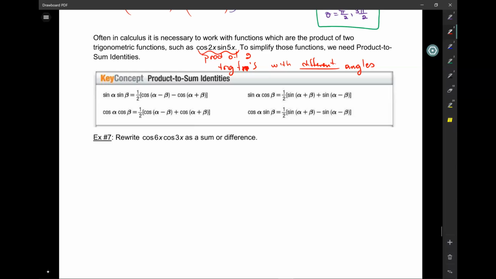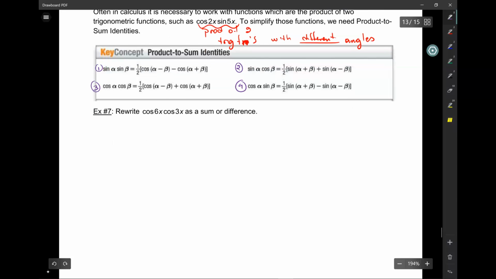So now you have this problem: cosine of an angle times cosine of a different angle. If I label these 1, 2, 3, 4, which identity will I use for this one? 3. So use 3. Just to clarify, x is the same number in both terms. It's just what they're being multiplied by. One is 5x, one is 3x, and so on. So cosine 6x, cosine 3x.